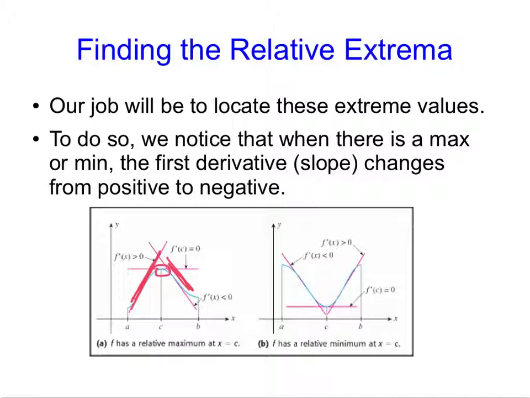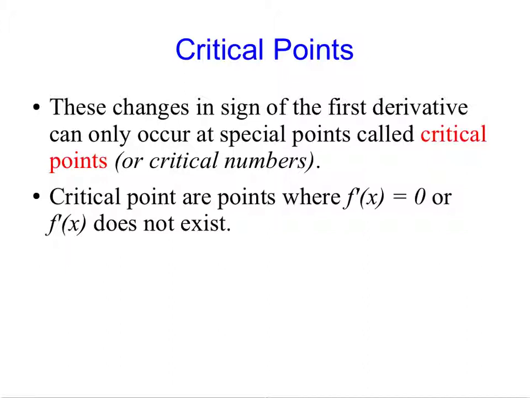Similarly, the slope changes from negative to positive where there's a min. And so we can use that to help us find these extreme values. The trick is to locate those critical points that I mentioned in the previous video. The changes in sign of the first derivative can only occur at one of those special points.